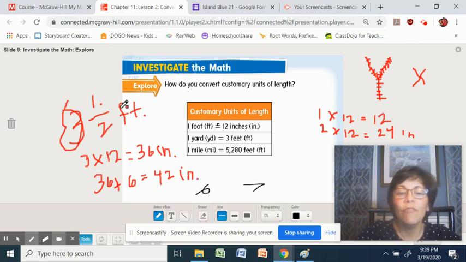Okay, so what you have to remember is that you always start with your whole and then add your fraction at the end.